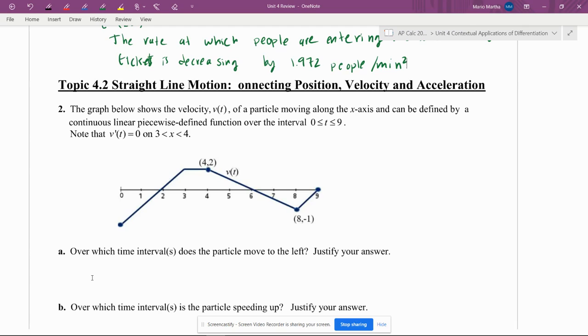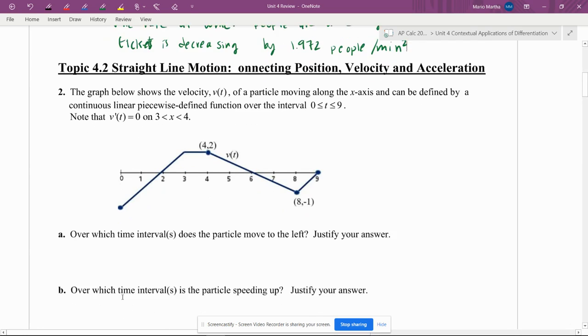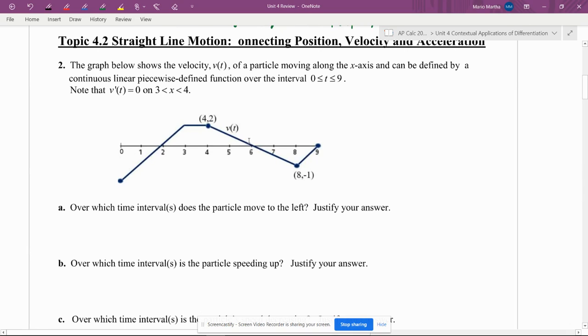So we're looking at the graph. It says over which time interval does the particle move to the left? Justify your answer. So again, here we're looking at the graph of v of t. Since the particle is moving to the left when v of t is negative, when it's less than 0, that's when it's moving to the left. It's moving to the right when it's positive. So in this case, whenever v of t is negative, meaning it's below the x-axis, that's when it's moving to the left.